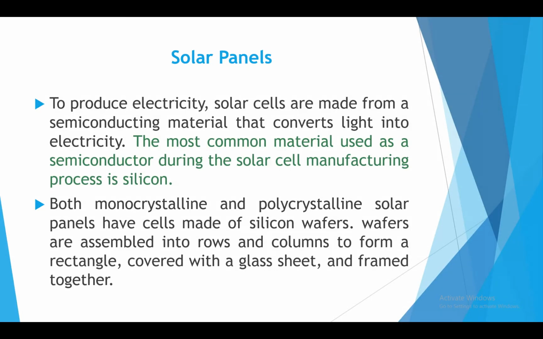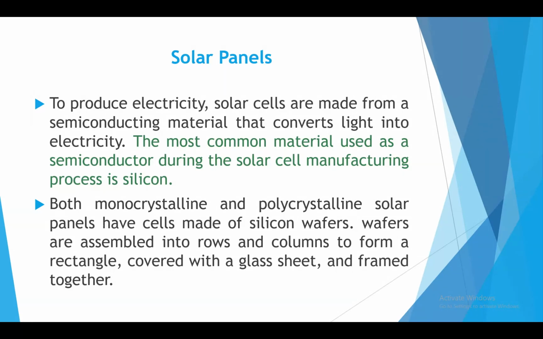So solar panel, we know that the electricity is produced with the help of solar cells. Solar cells are made from semiconductor materials that convert light, the sunlight, or we can say the photon, into electricity. And the most common material used as a semiconductor during the solar cell manufacturing process is silicon.